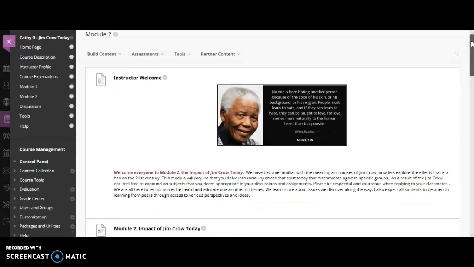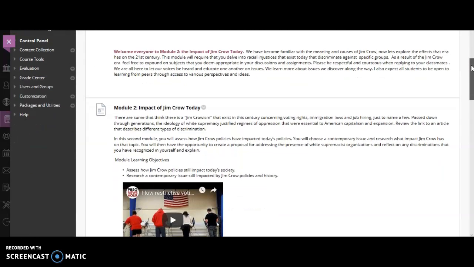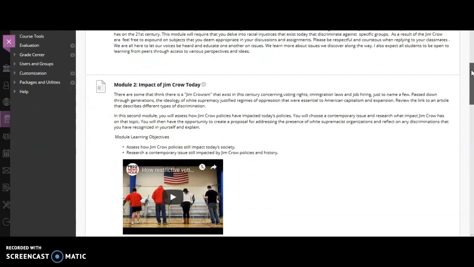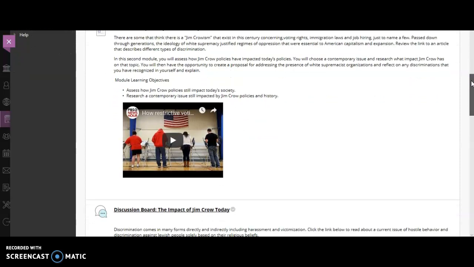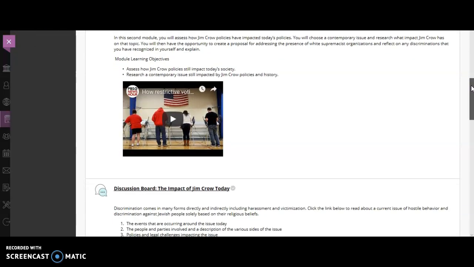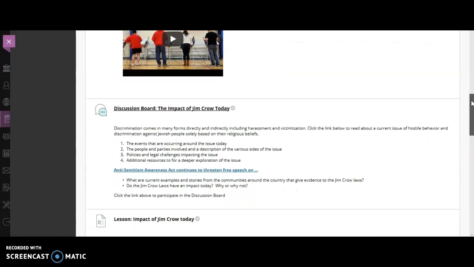Module 2 is the impact of Jim Crow on today's laws. What I'm asking them to do is to assess how Jim Crow policies still impact today's society and to research a contemporary issue that's still impacted by Jim Crow policies and histories.